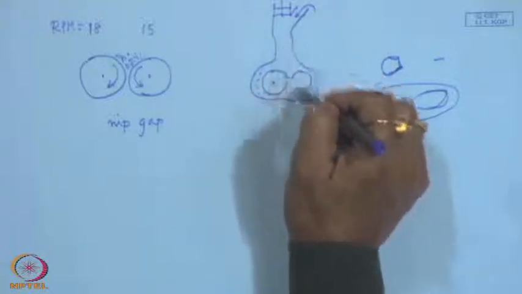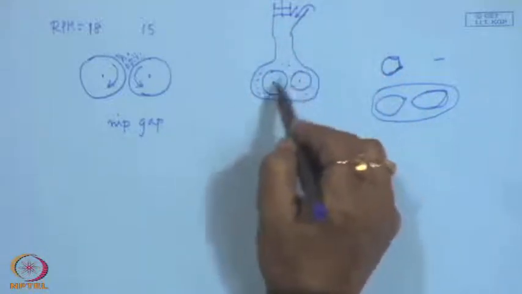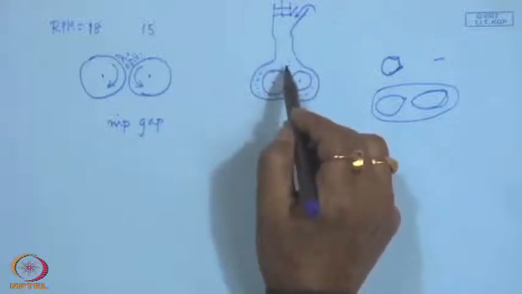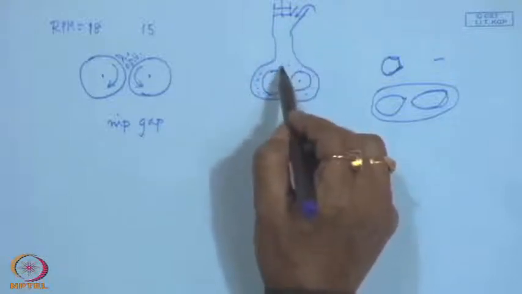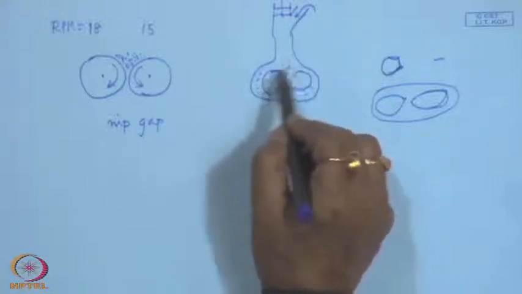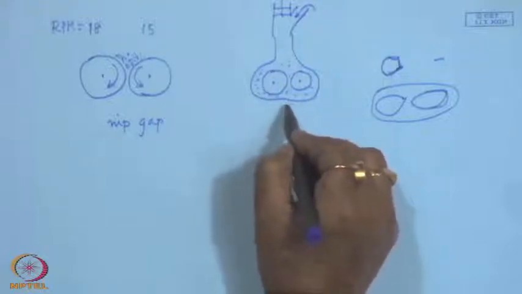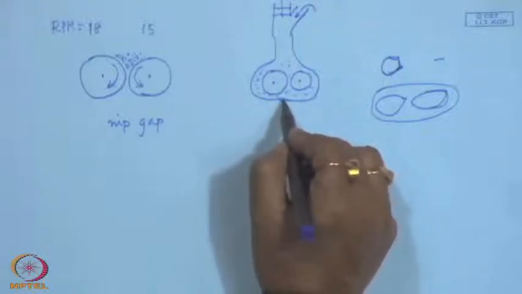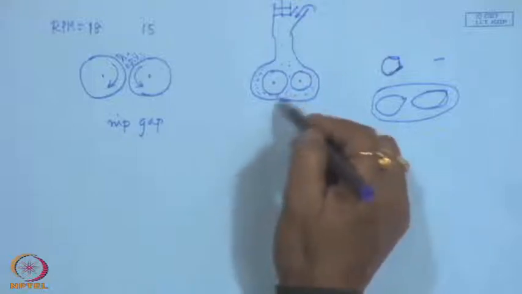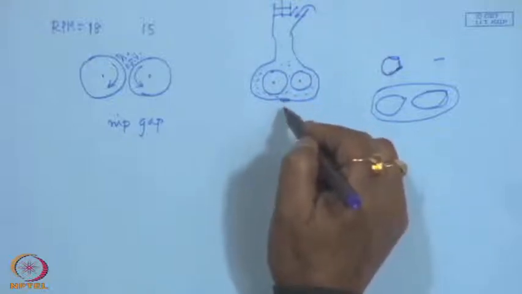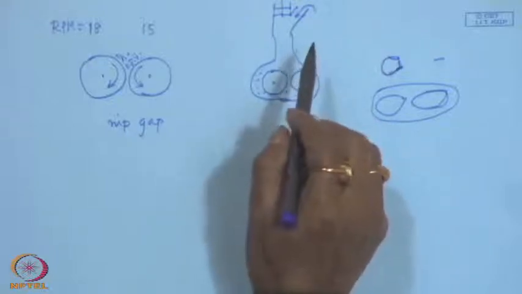So, this way we have a facility of polymer mixing in a closed chamber, and there can be a dumping door at the bottom. After mixing, the mixed product can be dumped down from here. So, that is known as an internal mixer.